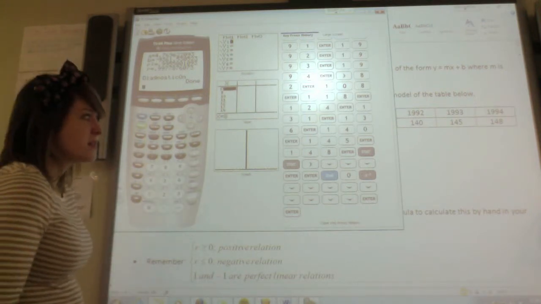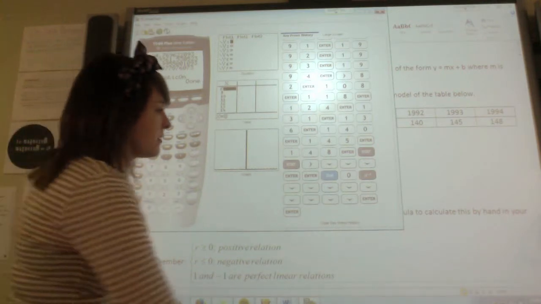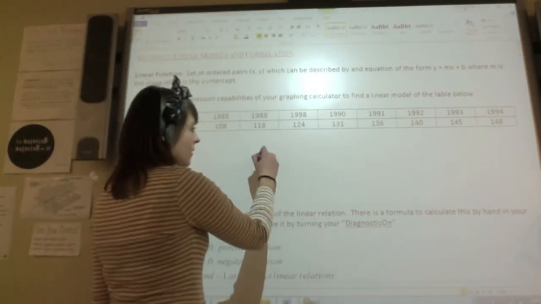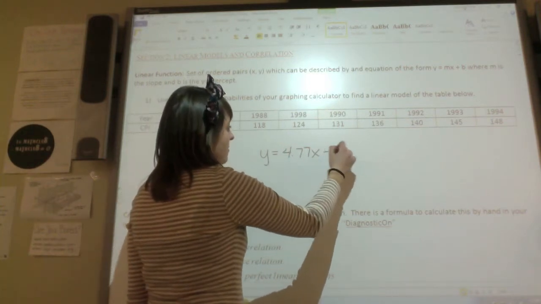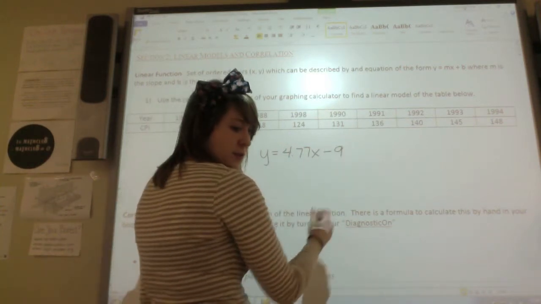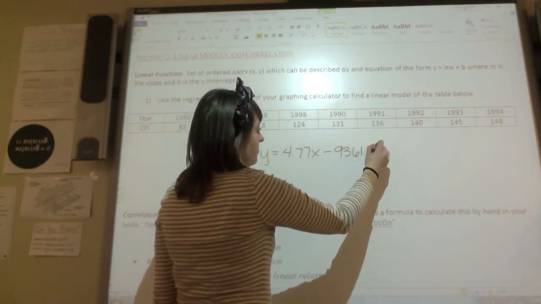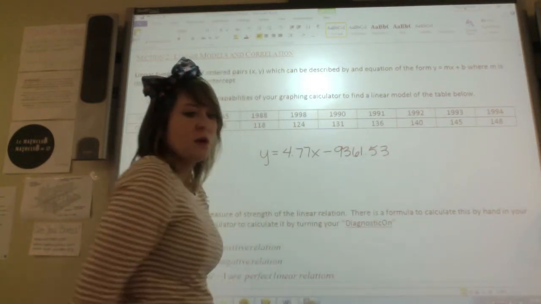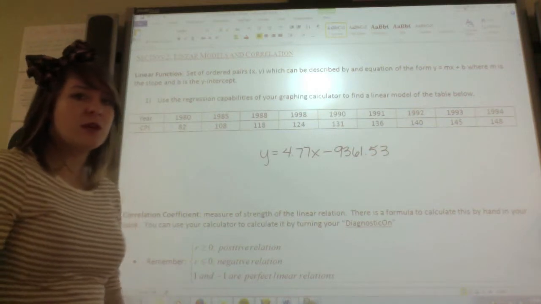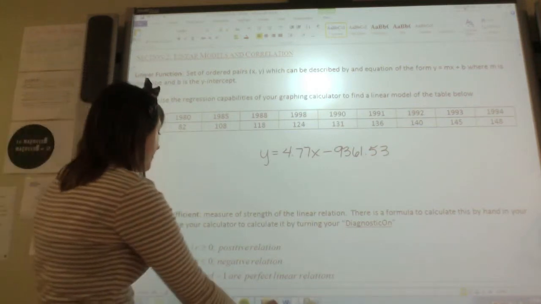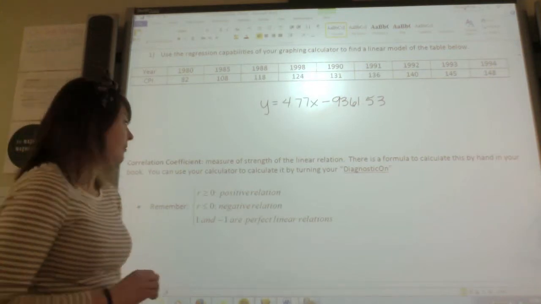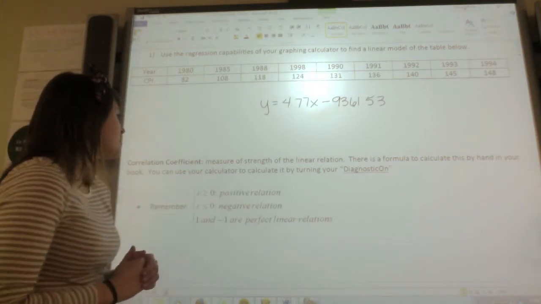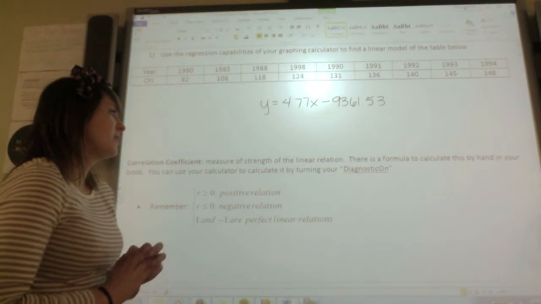So that means that my equation now is going to be y equals 4.77x minus 9,361.53. Okay, so my calculator gave me an equation for this set of data. Now that r value is called the correlation coefficient. Basically, it's a measure of the strength of the linear relationship.